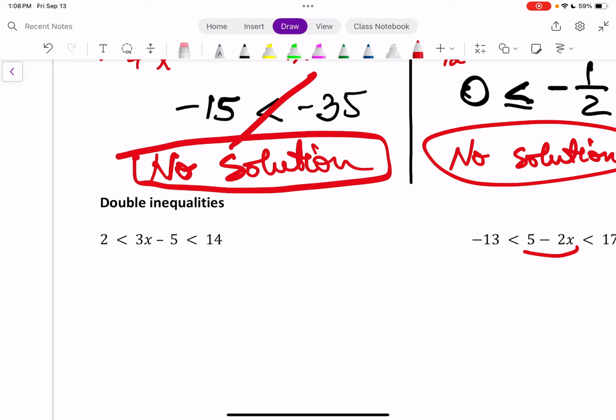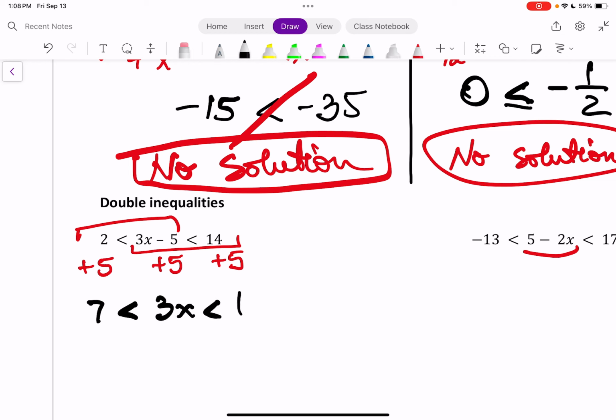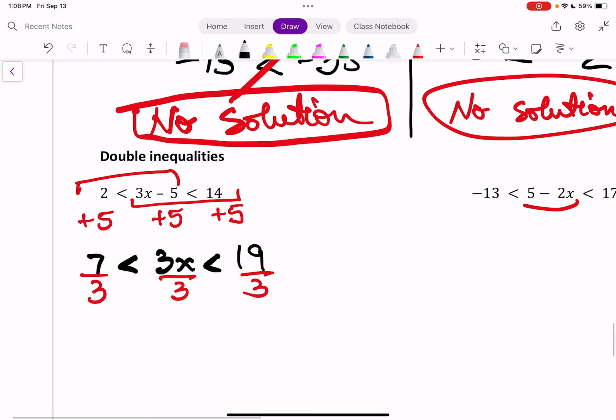So in other words, to get x by itself, I'd have to add 5. So I'll add 5 to this side and I'll add 5 to this side as well. I'm solving both these inequalities at the same time. So I'm going to get a 7, and I'm going to get a 19. And then I'm going to divide by 3 to get to x. So I'll do that to all sides.